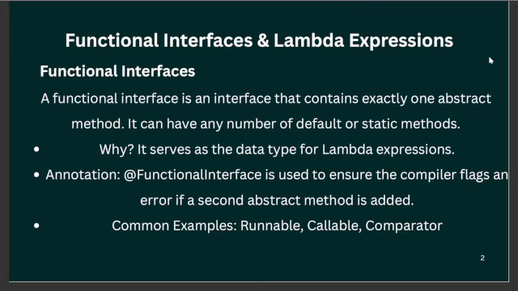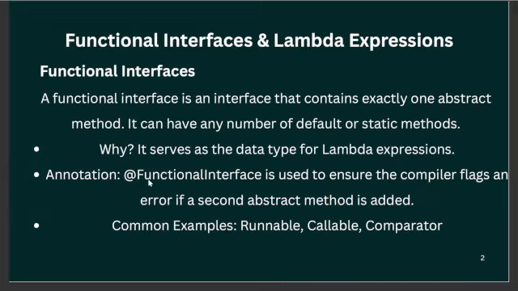First, let's understand what a functional interface is. A functional interface is an interface that contains exactly one abstract method. It can have any number of default or static methods. Why do we use functional interfaces? Because they are used in lambda expressions; a functional interface serves as the data type for a lambda expression.